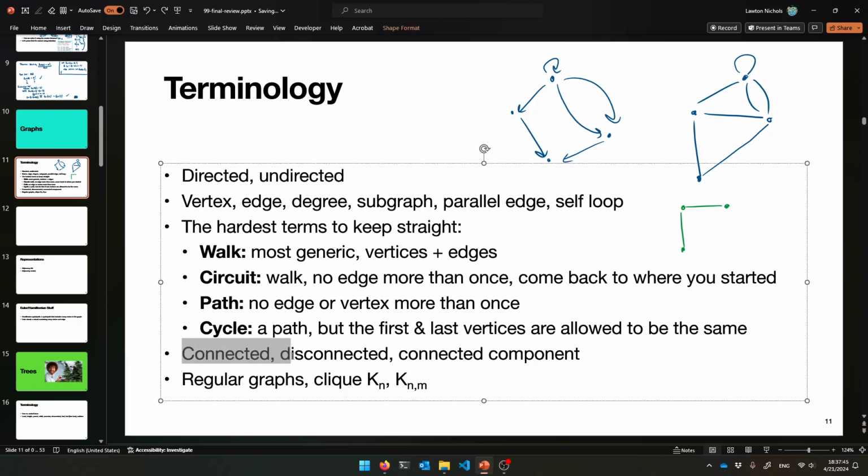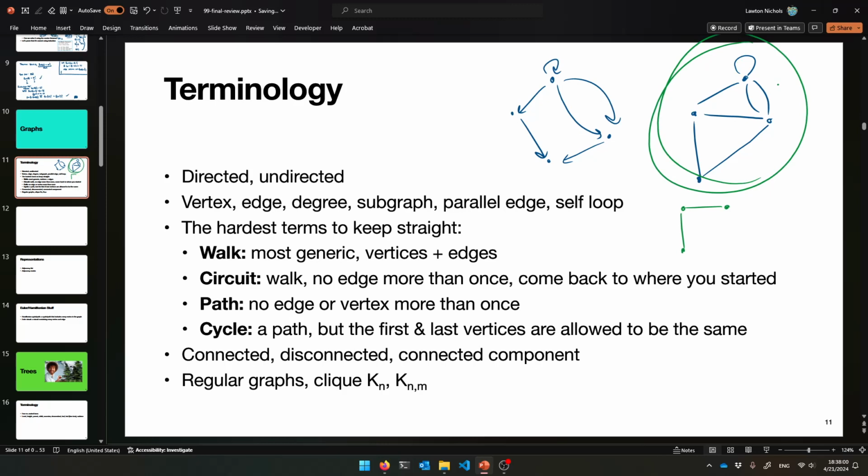Let's see, we can also talk about connected, disconnected, connected components. So much fun stuff. So graphs are connected if you can move around, like there's edges that link all the vertices. So like this, for example, is a connected graph. You can always get to anywhere you need to go.